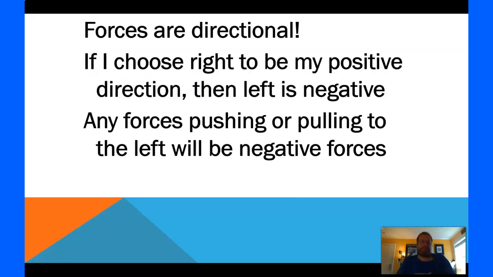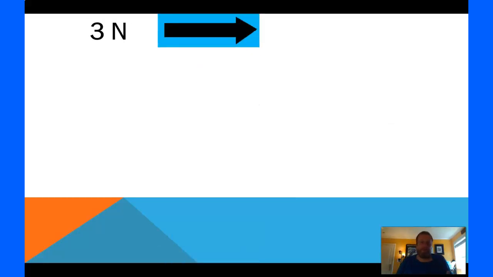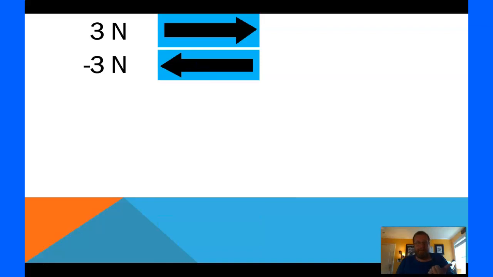Forces have directions to them. If I choose right to be positive, then left becomes negative. Any forces pushing or pulling to the left will be negative forces. It does not mean that they are less than the positive forces. Example. If I have a force of 3 newtons going that way, then 3 newtons going the other way would be negative 3 newtons. The negative 3 is not less than positive 3. It's the same amount of force, just in the other direction. So we call it negative.